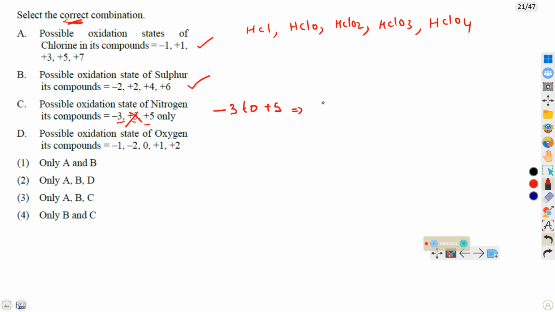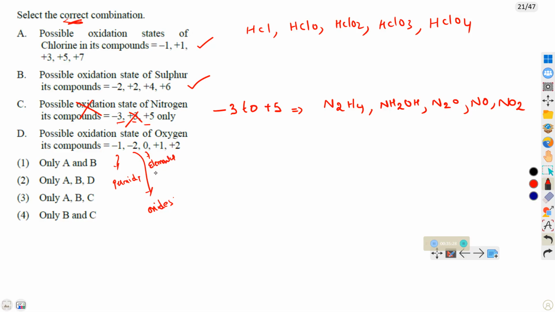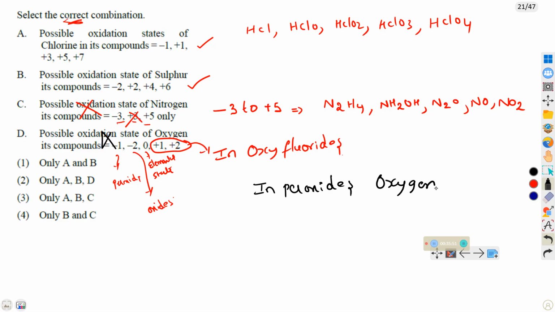-3 to +5 is possible. If you want examples, -3 to +5: N2H4, NH2OH, N2O, NO, oxides of nitrogen. You can take oxides of nitrogen and calculate the oxidation state of nitrogen. So statement C is wrong. Possible oxidation states of oxygen in its compounds: -1 is possible in the case of peroxides, -2 is possible in the case of oxides, 0 is possible in the elemental or uncombined state, and +1, +2 are possible in oxyfluorides. In oxyfluorides, oxygen exhibits a positive oxidation state. But this statement is also wrong. Why? Because in peroxides, one more oxidation state is possible. In superoxides, oxygen exhibits a -1/2 oxidation state.